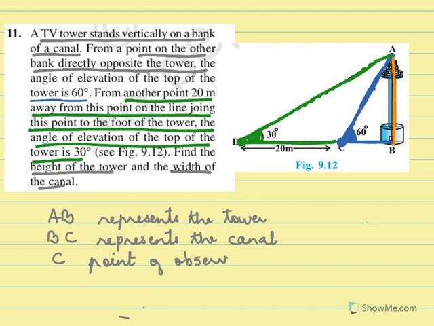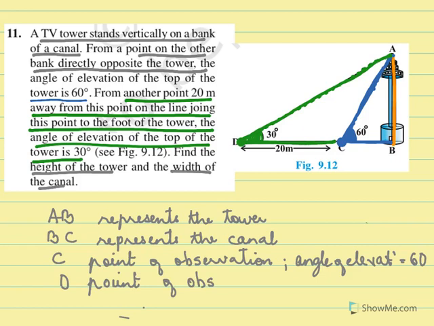And when he is at C, he is making an angle of elevation equal to 60, and then we have D as another point of observation, and here too the angle of elevation is 30. So this is our figure, and let's get on with the sum now.